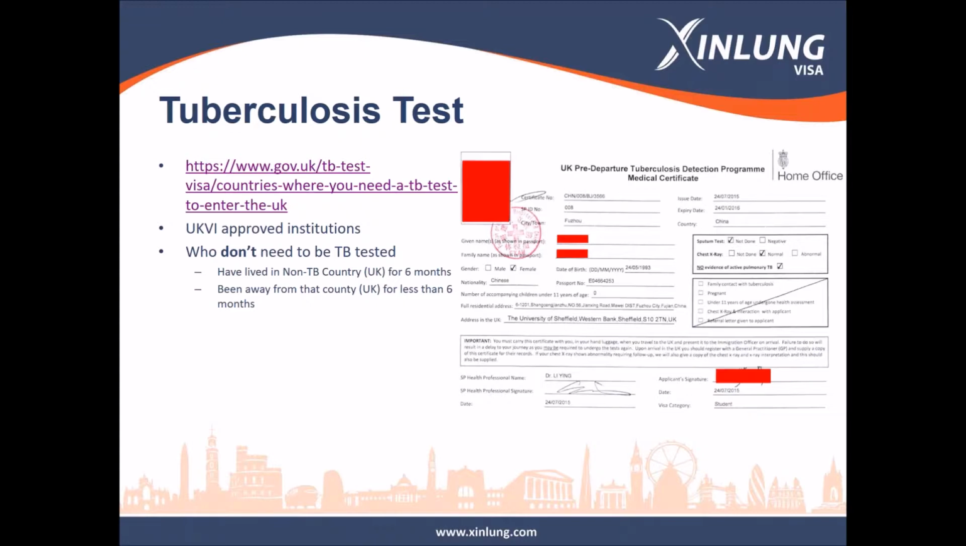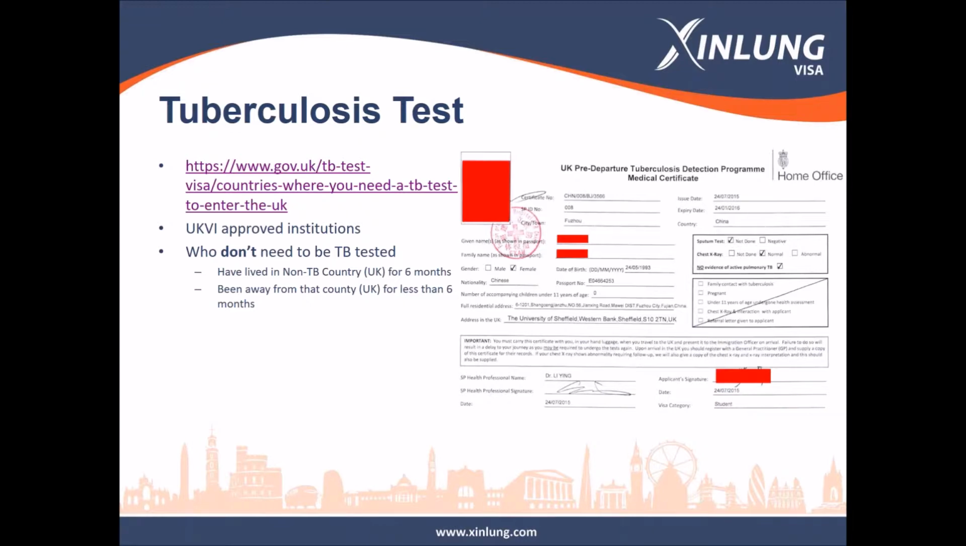For example, a student has completed their undergraduate studies in the UK, now has gone back to their home country, China, and they apply for a second visa to come back to the UK to study masters. And in this case, UKVI says there is an exemption rule about TB test.